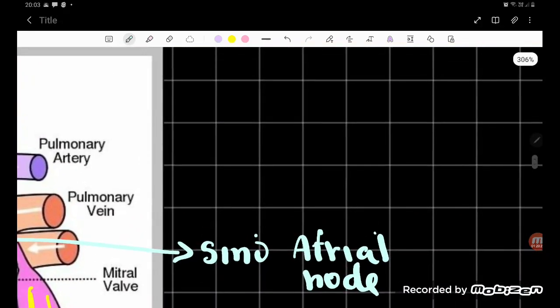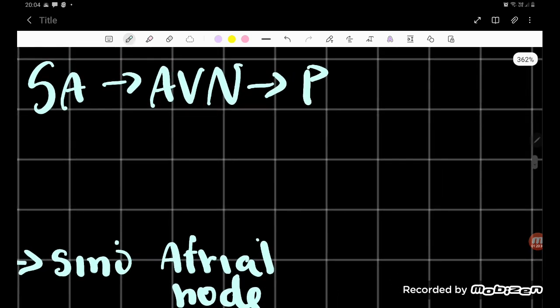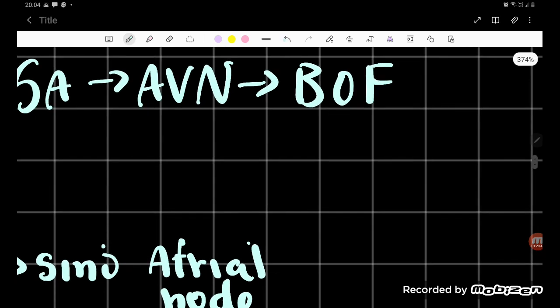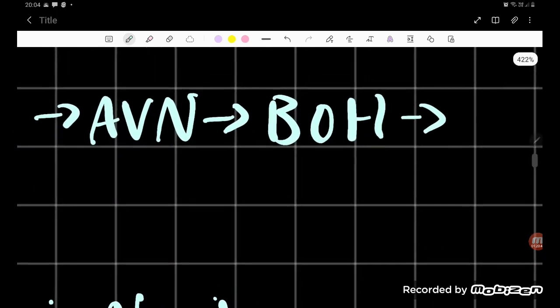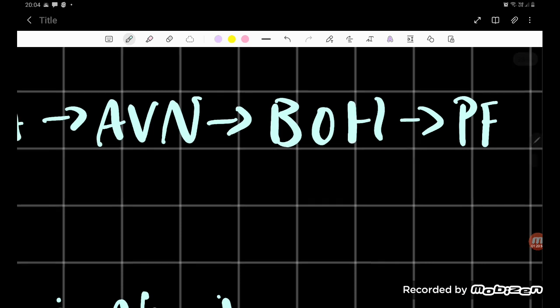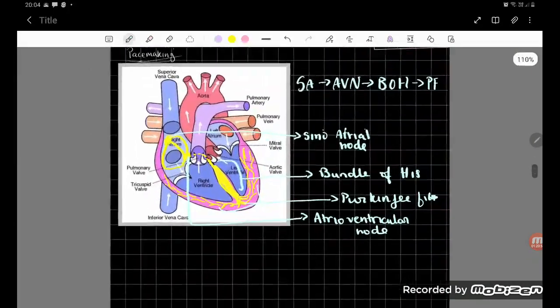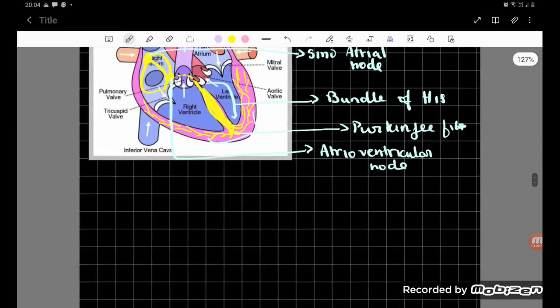So the sequence goes like this. It's very easy. Sinoatrial node to atrioventricular node, from atrioventricular node to bundle of His, BOH, from bundle of His to Purkinje fibers. That was very easy. Hopefully you understood that.